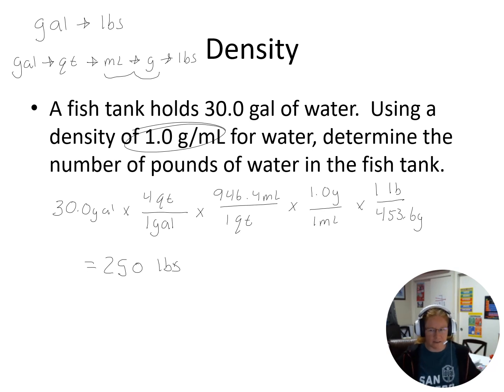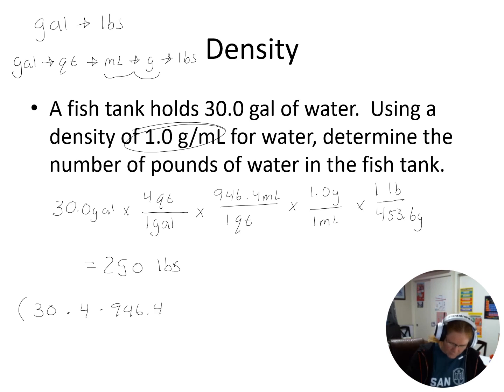Now, when you have a long conversion like this and you are trying to figure out, oh my goodness, how do I run this on my calculator? Okay, what you can do on your calculator is you can do all the things on the top divided by all the things on the bottom. So into my calculator, I can type in 30 times 4 times 946.4, okay? And then I can do divided by 1 times 1 times 1, so I don't need to put that in, divided by the 453.6. Okay, so that's a really easy way to do these on your calculator, is you can just do the top divided by the bottom. Make sure you put those parentheses there, though. Otherwise, your calculator will read it wrong. Okay? All right, so density.